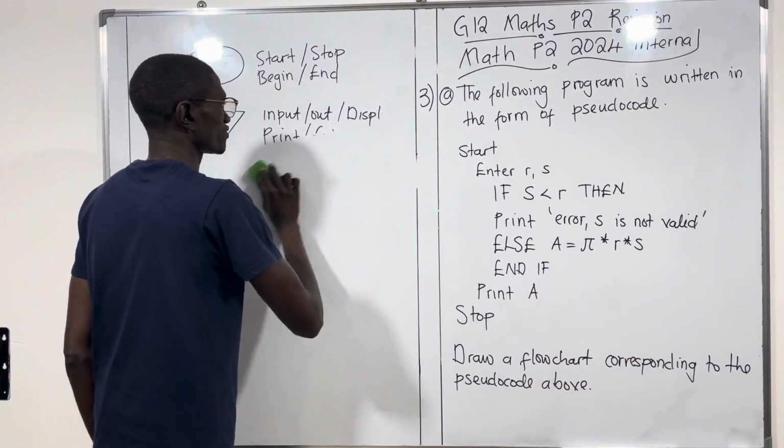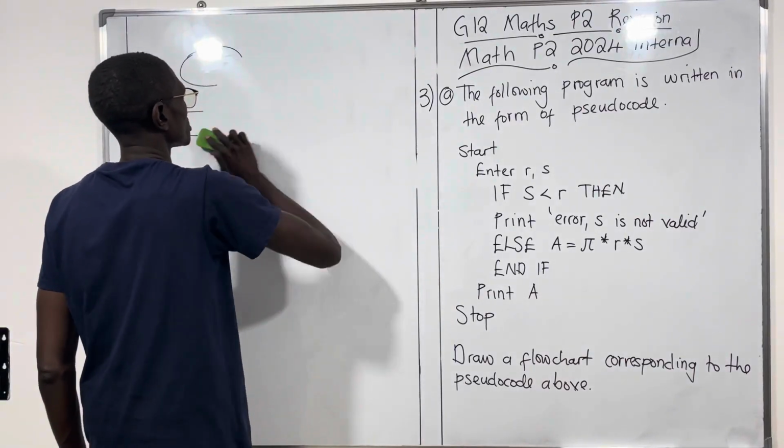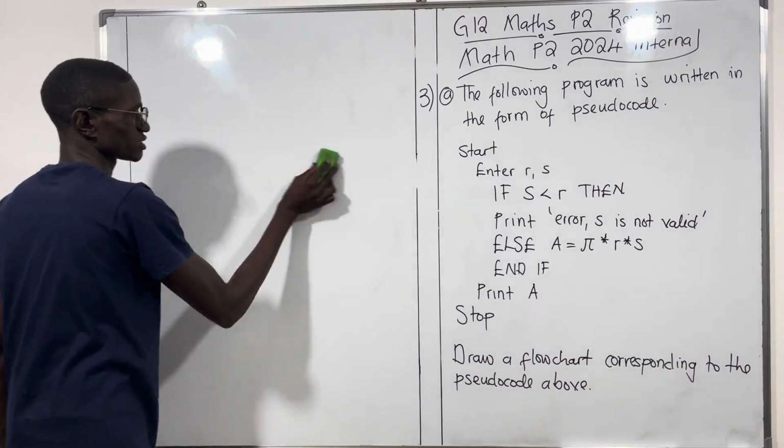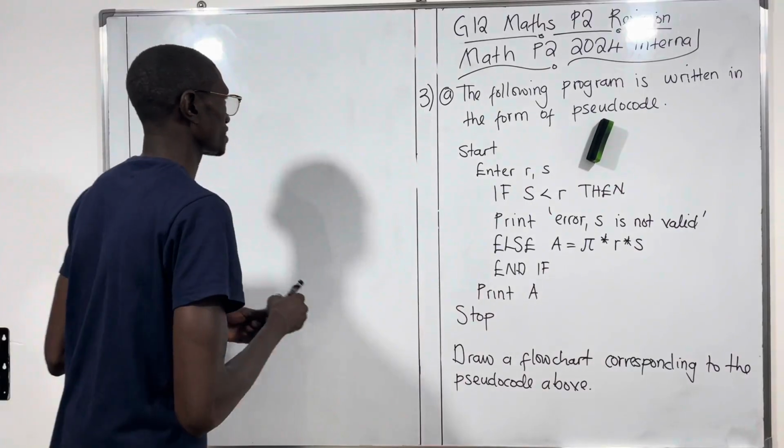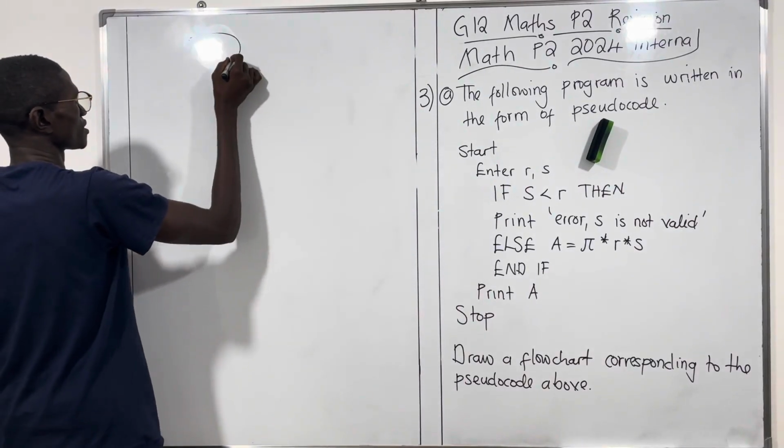Now that we've gone over the shapes, let us answer this question where we're required to convert the pseudocode to a flowchart. We said wherever you see the word start, you have to use an oval shape.